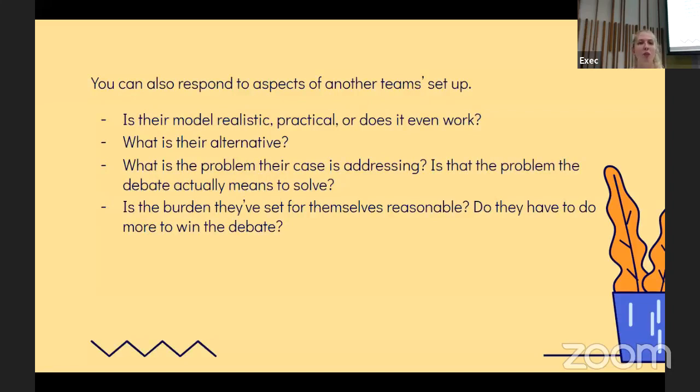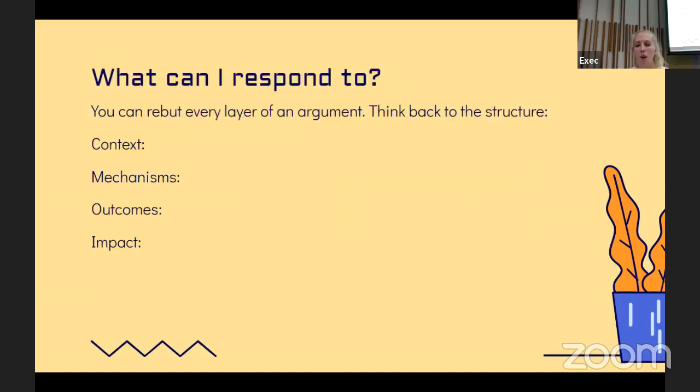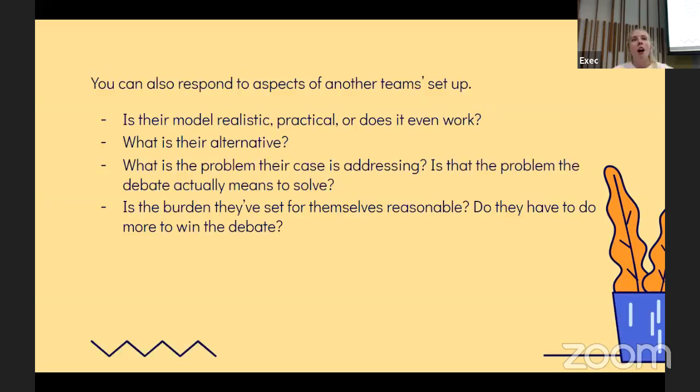Here are some other things that are outside of just the structure of a point that you can respond to. As well as assumptions in the context of individual points, there will also be a lot of assumptions within the setup of a first speaker speech, especially if a team has crafted a really well written comprehensive case. So you want to be looking at all parts of their speech for places that you can get ahead. For example, you'll want to look at their model. Is it realistic? Is it practical? Does it even work?